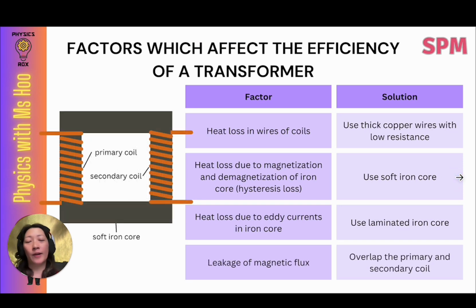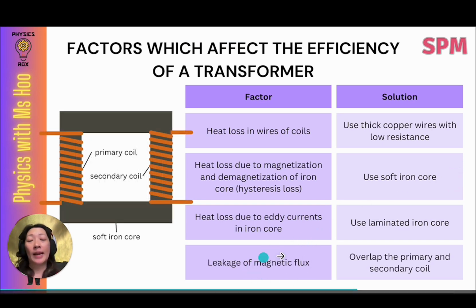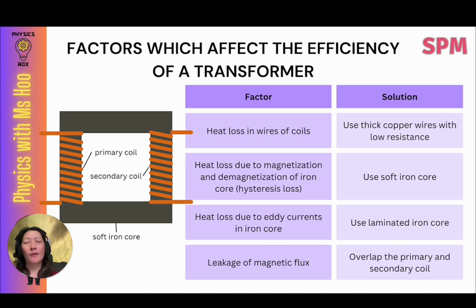And the fourth factor you need to know is the leakage of the magnetic flux. Now, what we mean by leakage over here, well, if you understand the operating principle, it should be quite obvious to you that there's quite a wastage of magnetic fields because during the process of induced magnetism, there's only one set of magnetic fields from one side that will be cutting across the secondary coil.